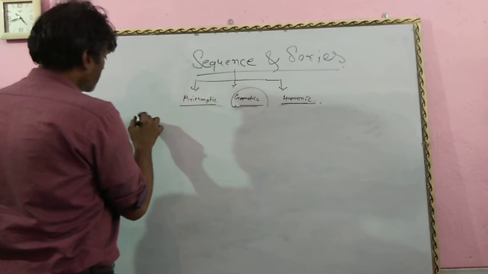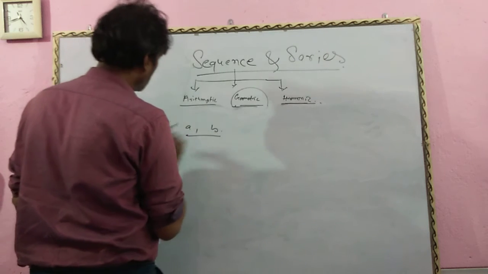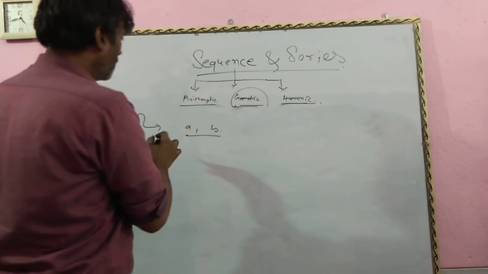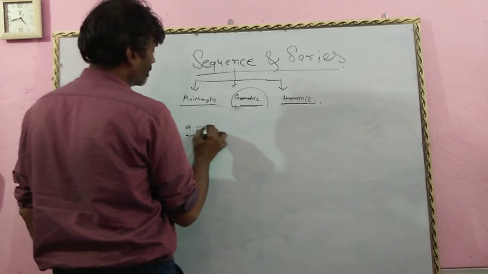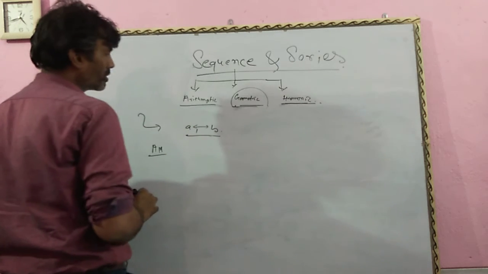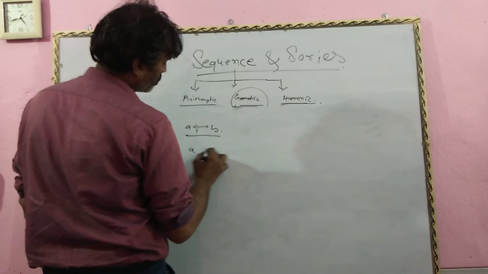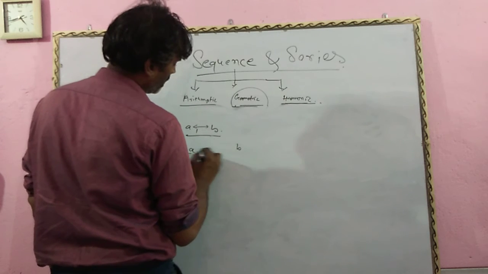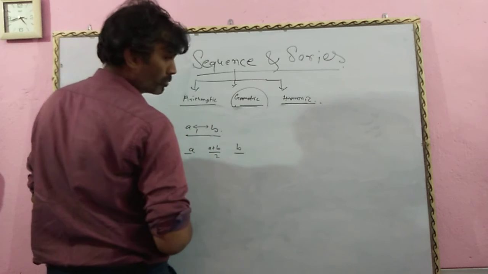Let us say there are two numbers A and B. You have to find the arithmetic mean between these two numbers. How do you find the arithmetic mean between any two numbers A and B? Arithmetic mean will be A plus B upon 2.